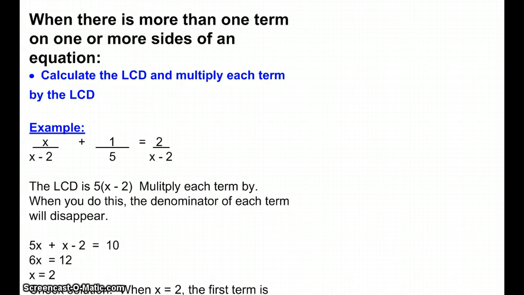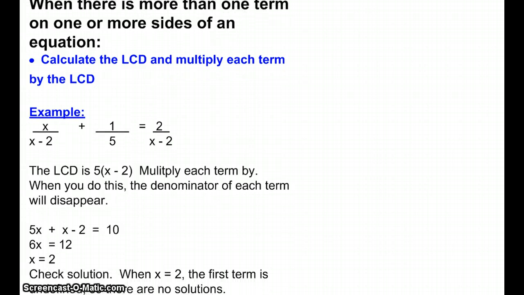minus 2. Look at the denominators here, as if you were going to add them. We see that the lowest common denominator is 5 times x minus 2. You want to multiply each term in this equation by the lowest common denominator. And when you do that, the denominator of each fraction is going to disappear. If the denominators do not disappear, that means you did not use the correct lowest common denominator. So be very careful here. It's actually a really good check.